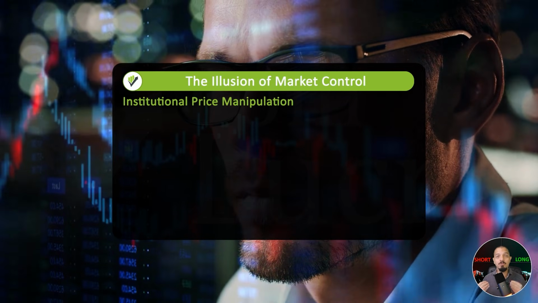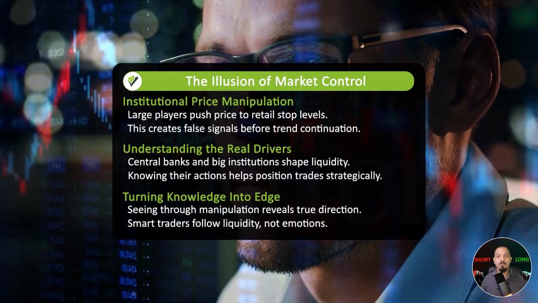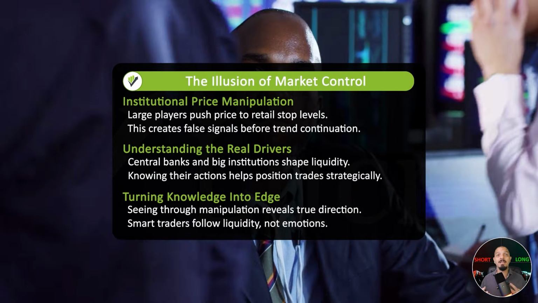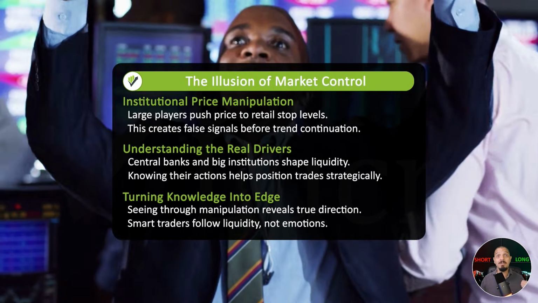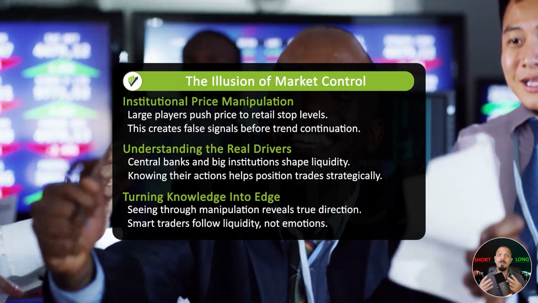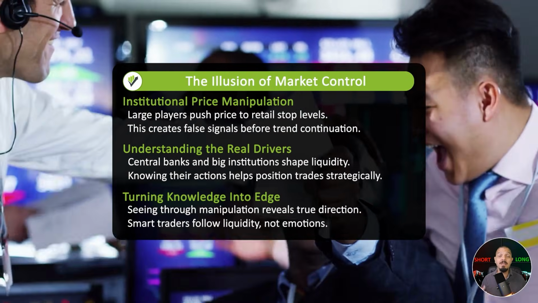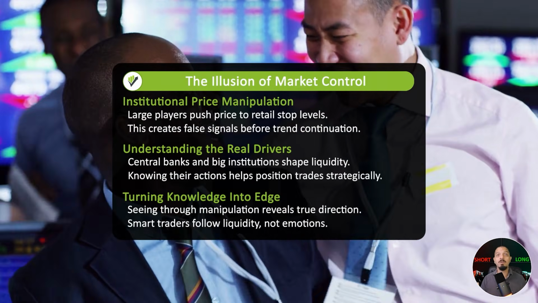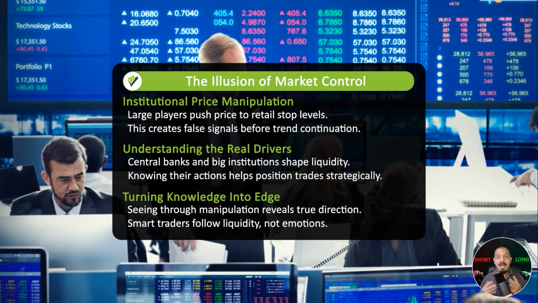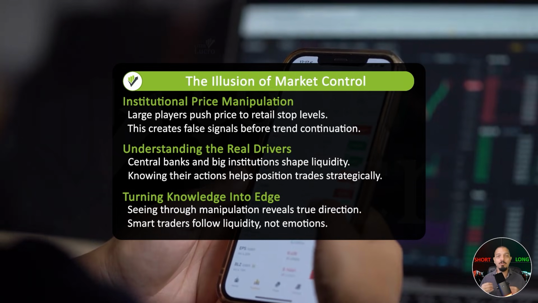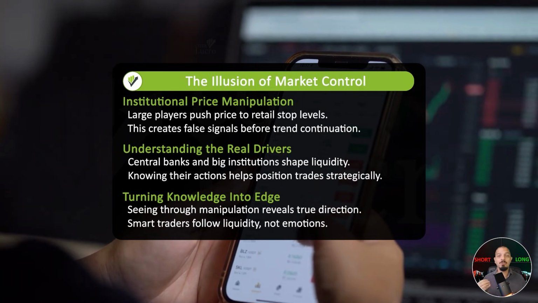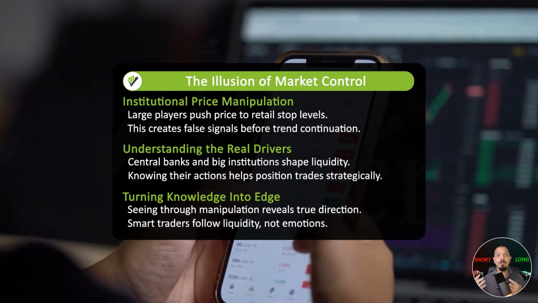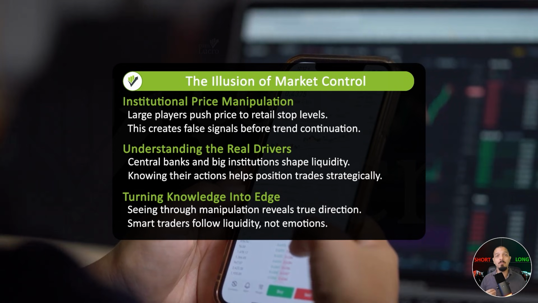This manipulation creates an illusion among retail traders. They might think they understand the market movements, but in reality, the market is being driven to their stop-loss levels by these large players. After triggering these stops and creating the necessary liquidity, the market often resumes its original trend. So as you can see, understanding how central banks and large financial institutions operate can give you a significant advantage in predicting market movements and placing your orders more strategically.